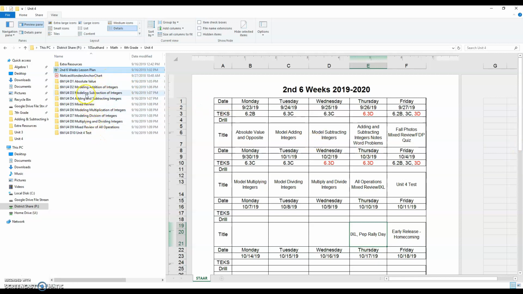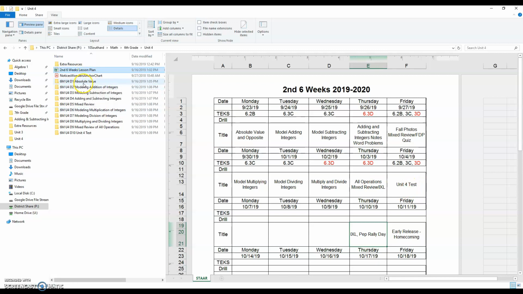If you see over here, the whole entire unit is laid out by days. So 6 Math, Unit 4, Day 1, and all the way through Day 10. The first day is going to be absolute value and its opposite. Then we're going to go into modeling adding integers and modeling subtracting integers. Then after that, we will start looking at them with their word problems and do a mixed review. Then jump into the next week modeling multiplying integers, dividing, and then we'll put them together, and then all of it together, and then we'll put a Unit 4 test at the end.